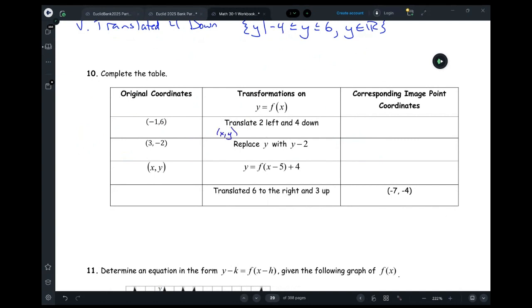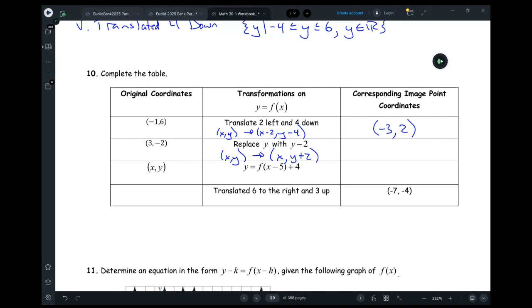So let's just talk about this. If I say I translate it to the left, I mean x minus 2, and 4 down is y minus 4. So negative 1 minus 2 would be negative 3. 6 minus 4 is 2. That would be my final point. If I replace y with y minus 2, that means that my graph has actually gone up 2.